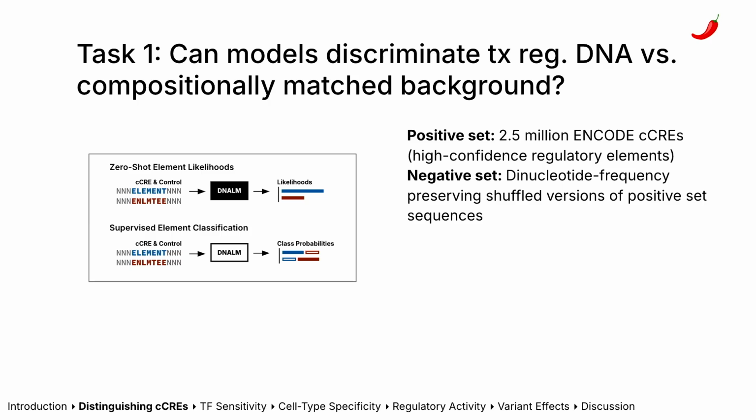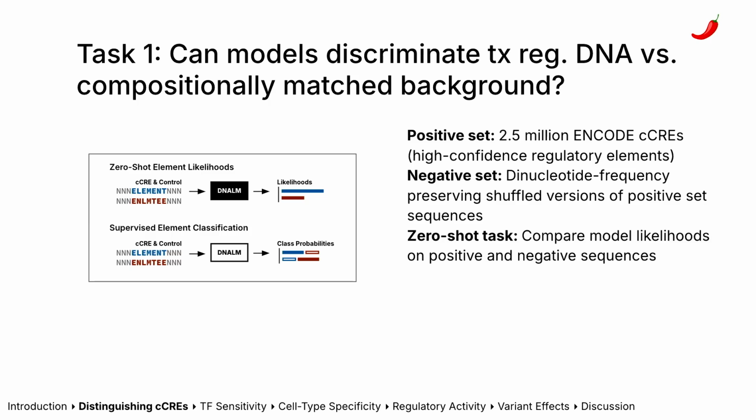So we test this in two ways. In the zero-shot setting, we look at model likelihoods, and we expect the models to assign a higher likelihood to the regulatory sequences than to their negatives. And in the supervised setting, we train classifiers to differentiate the two classes.